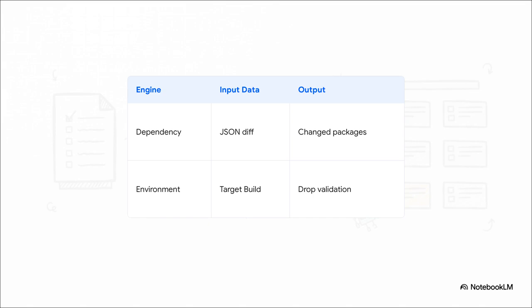Meanwhile, the environment comparer takes the target build ID and physically validates the artifact drop paths right on your network. It guarantees those files are actually sitting where they are supposed to be before you trigger a release.